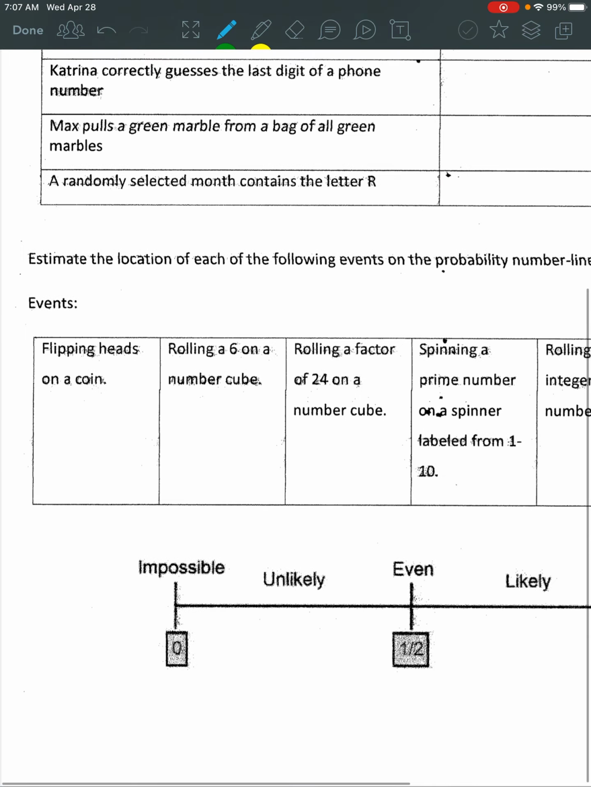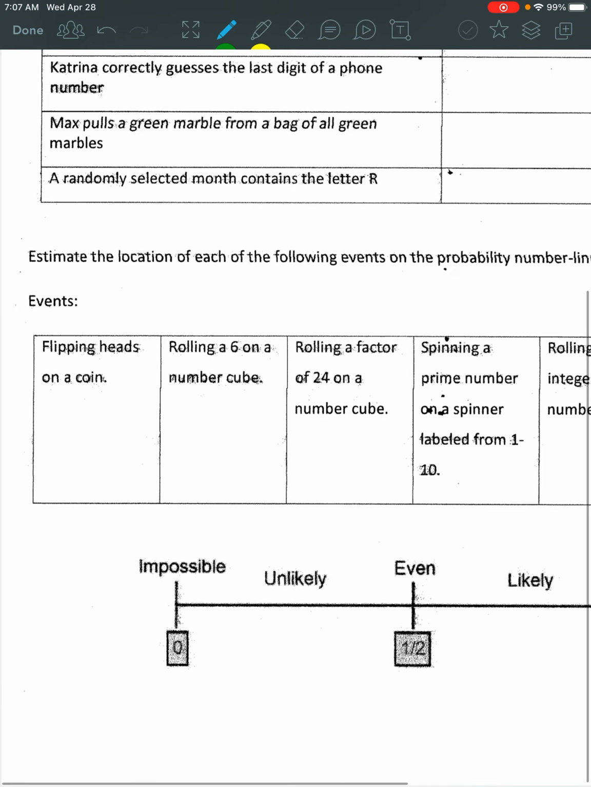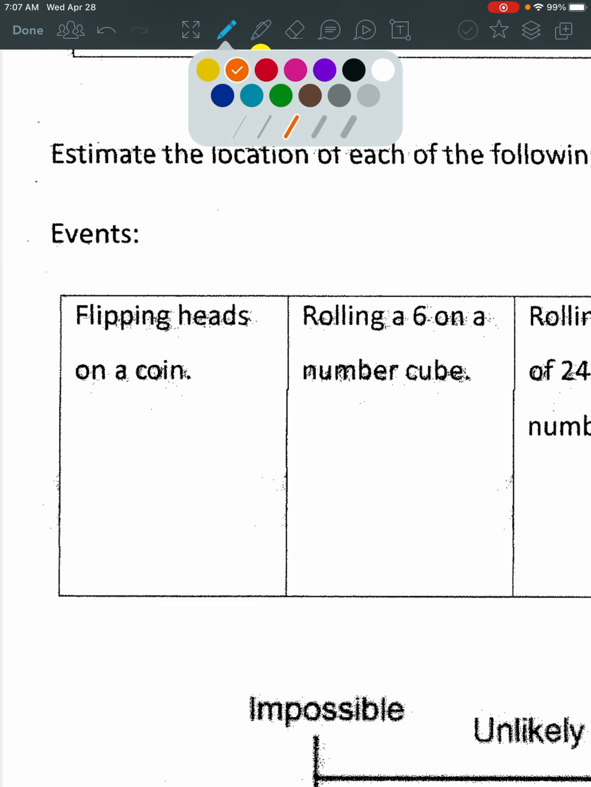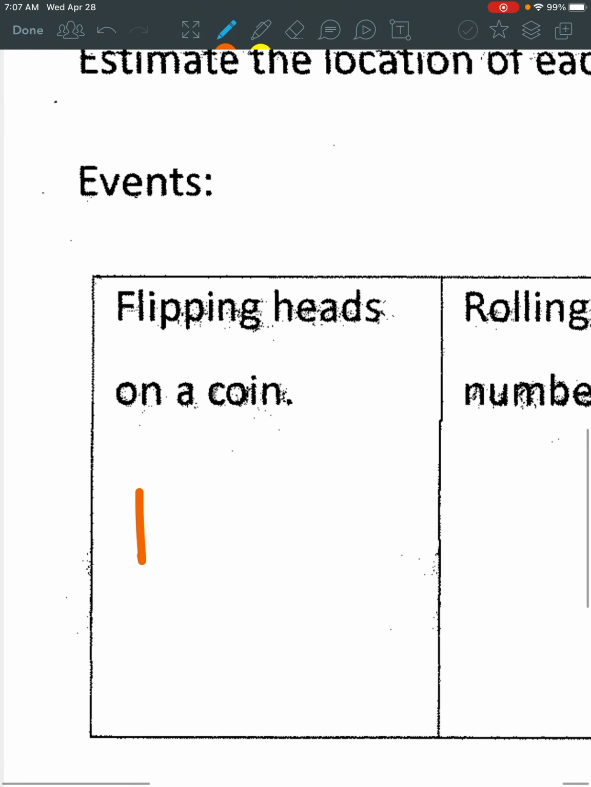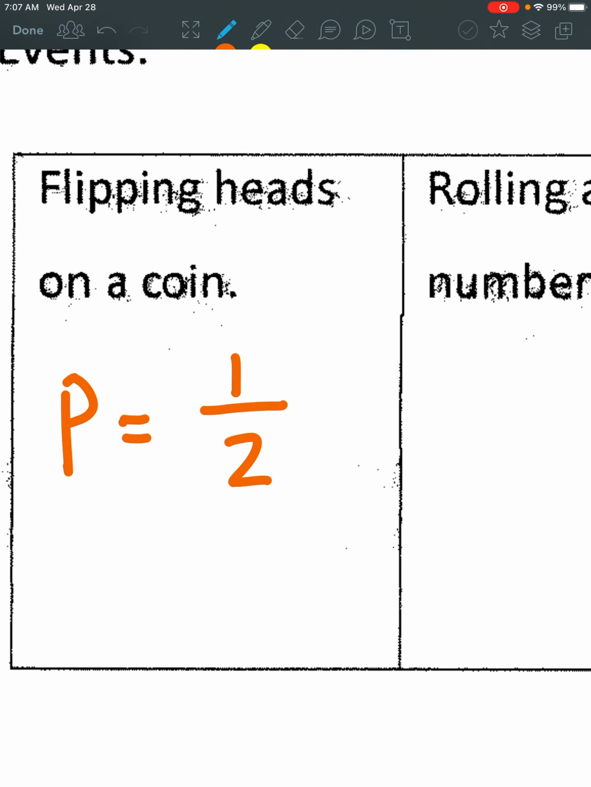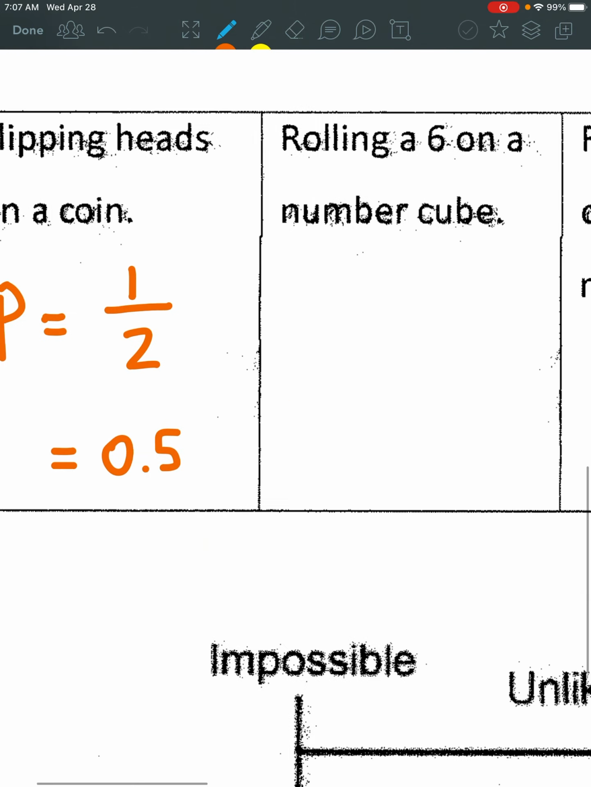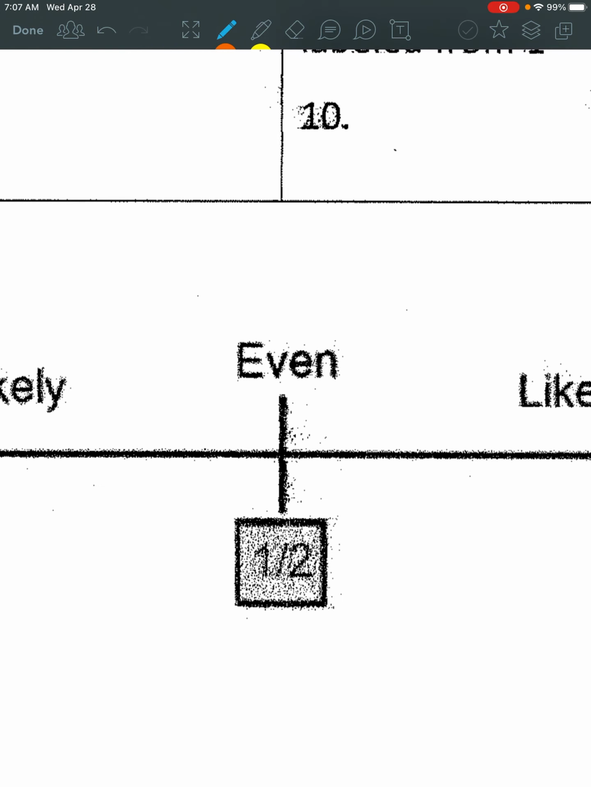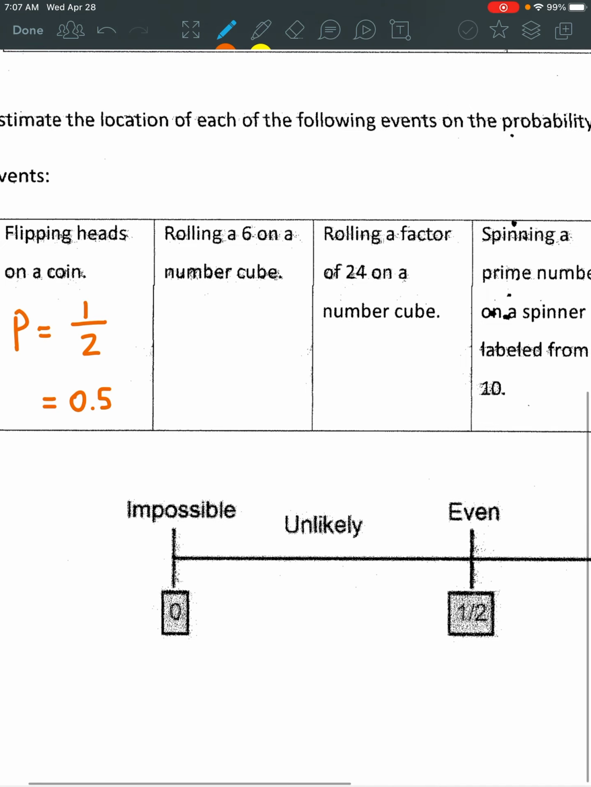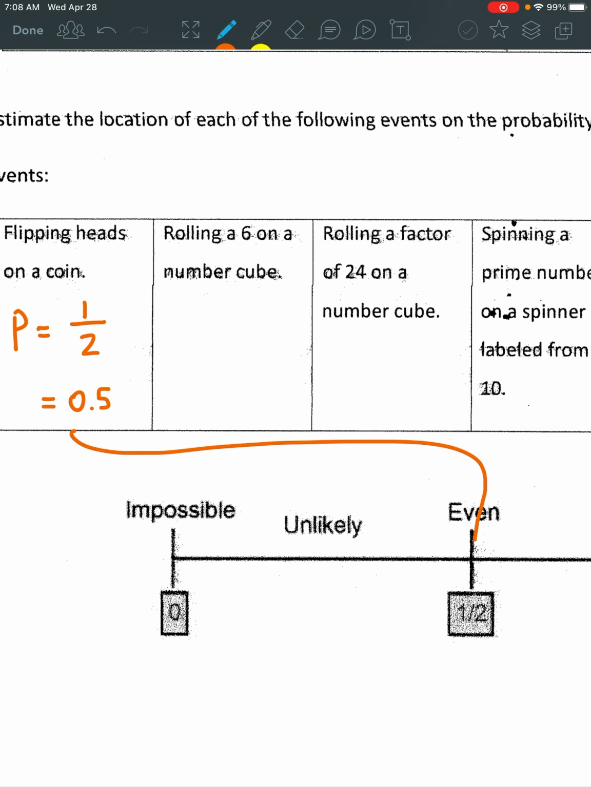And then down here, you're going to be putting them on a number line. So we looked at that number line on the last page, and our goal here is to figure out the probability. So flipping heads on a coin, we actually found that up above. So we said there was 1 head on that coin out of 2 possible outcomes. So heads or tails. And then 1/2 simplifies to 0.5. So right here in the middle of our number line at 1/2, that is where our event would go. All right. And we could draw arrows. Let's do that. So this will go right here on our number line.